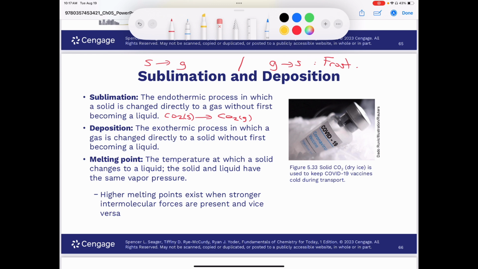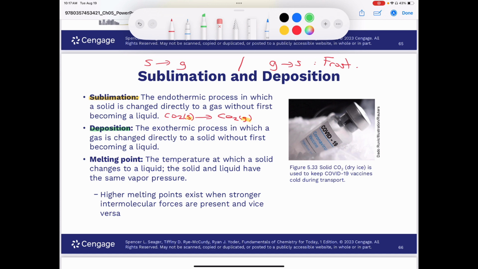So again, going back to our ideas of endothermic, exothermic, sublimation is going to be an endothermic process because we're going from something which is more ordered, a solid, to a gas, something that is more disordered, less ordered, I should have said. Then we have deposition, which is the exact opposite. It's going to be an exothermic process because we're going from something that's more disordered to something that's more ordered.